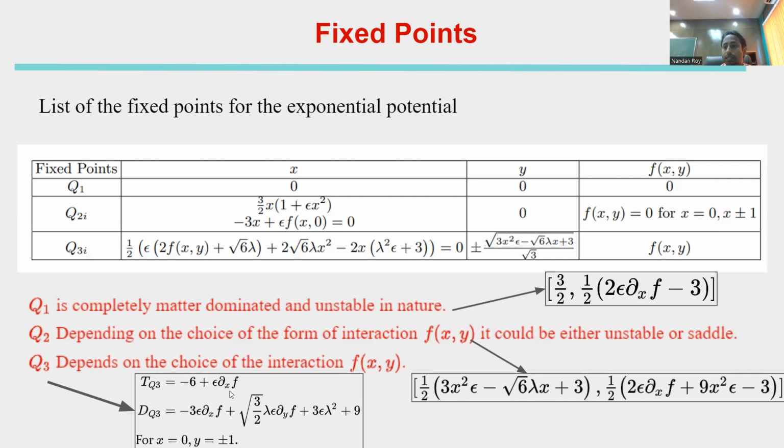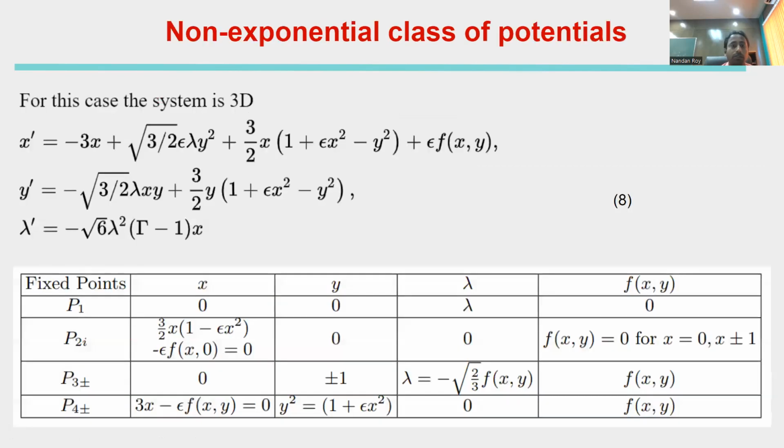So for a two-dimensional system, one can study the sign of the eigenvalues from the trace and determinant. So we can study the stability of this system for an arbitrary choice of interaction and exponential potential. Now let us move to the non-exponential class of potentials. The system becomes a 3D system as lambda is no more constant, and these are the fixed points one can find.